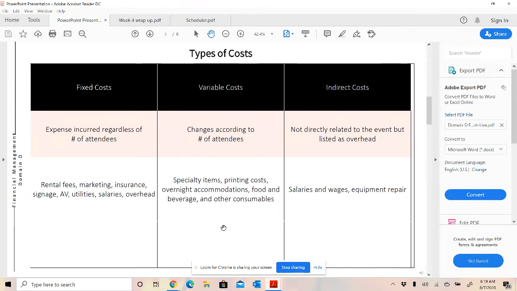And then the indirect cost is not directly related to the event, but needs to be paid from somewhere, listed as overhead. So think of salaries and wages, equipment repair. So anything like the meeting planner salary. So you have a meeting planner on your staff, that's an indirect cost. It's not going to fluctuate or change based on the number of meetings that you have or anything like that. So that's an indirect cost that has to still be included, but isn't necessarily part of the event. So know the different types of costs.